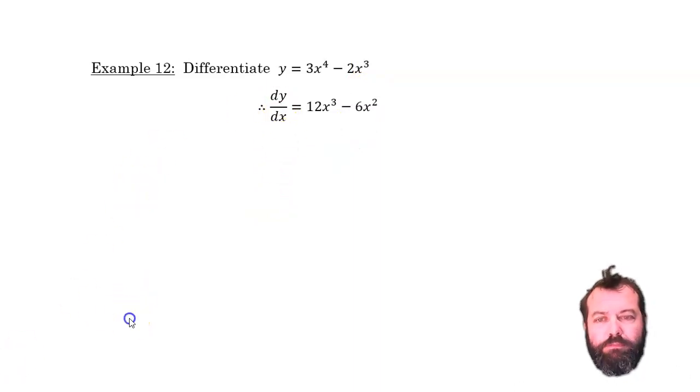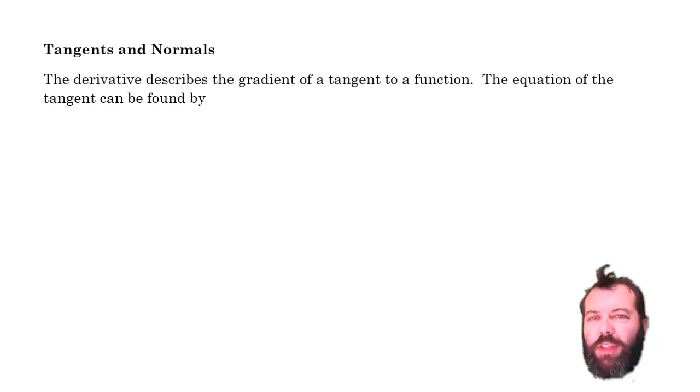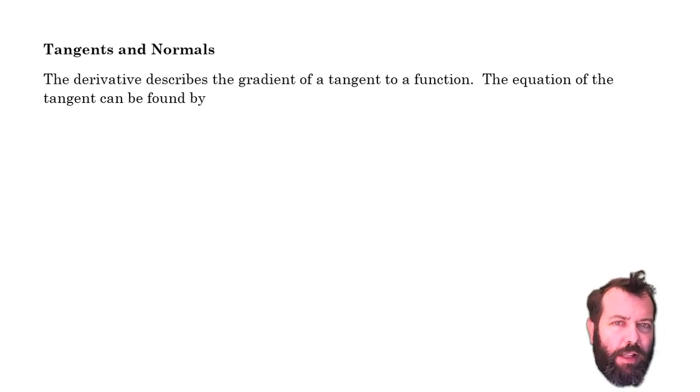It's pretty awesome. Now, tangents and normals. A tangent is a straight line that just grazes a curve. It doesn't cut across it, typically. It just meets it in exactly one point. And a tangent is going to have the same gradient at that point of tangency as the value of the derivative at that point. Same gradient, that's all.